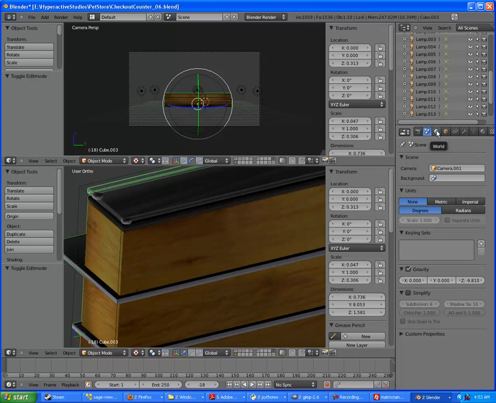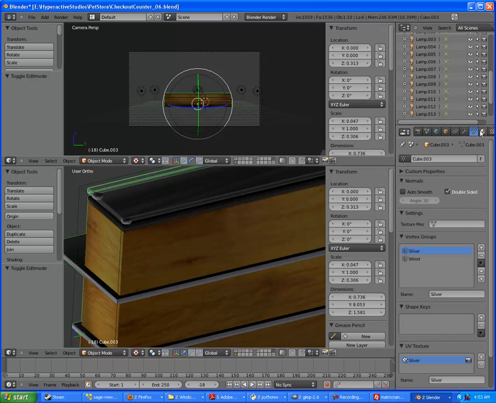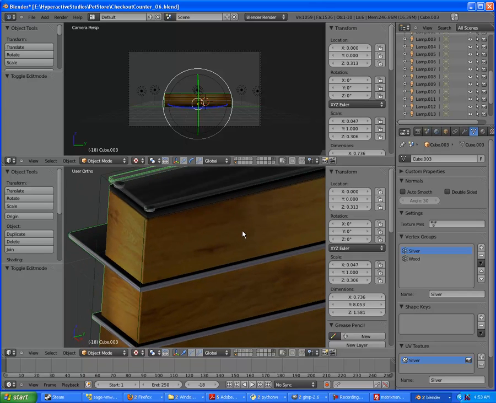Yeah, I'm just not seeing it. Okay. Ah, here it is, double-sided.